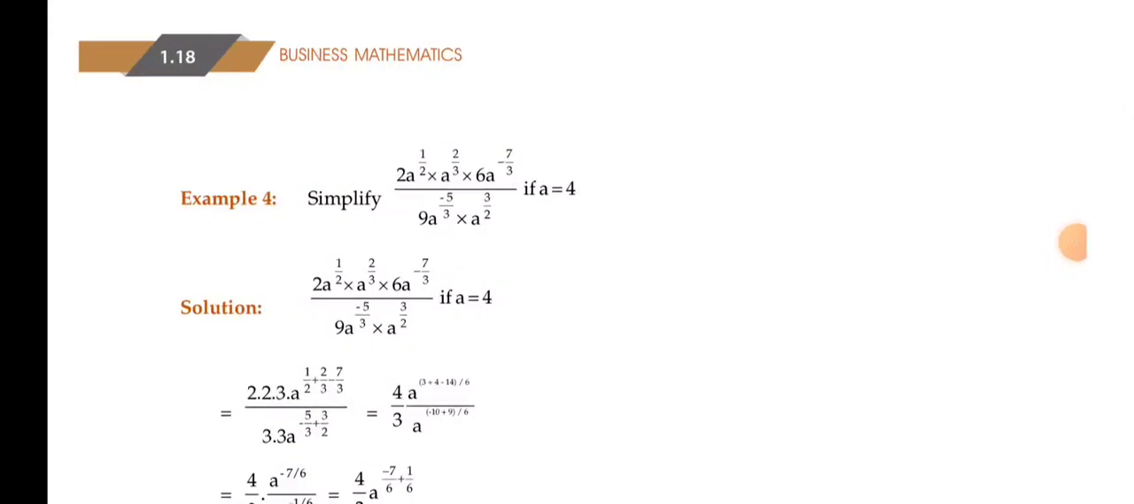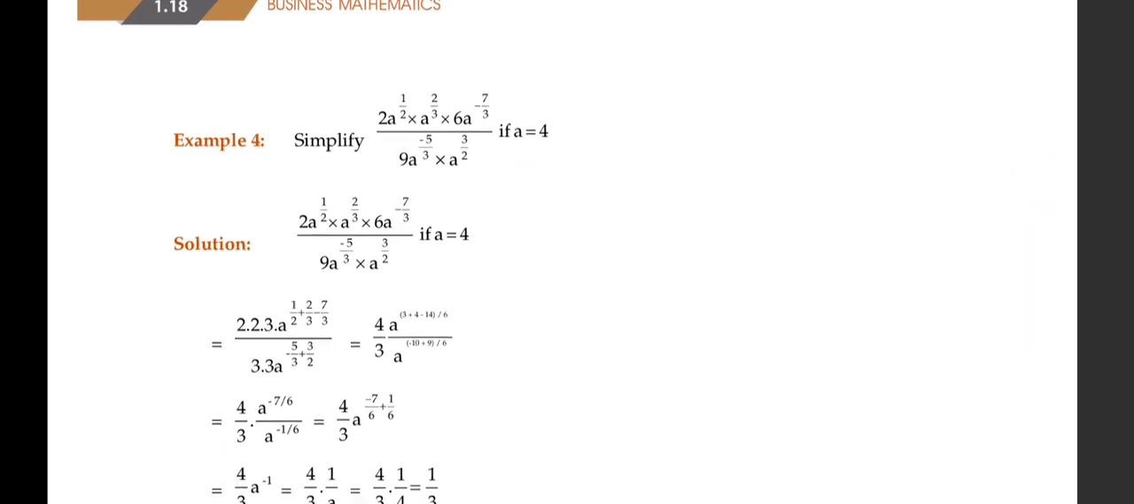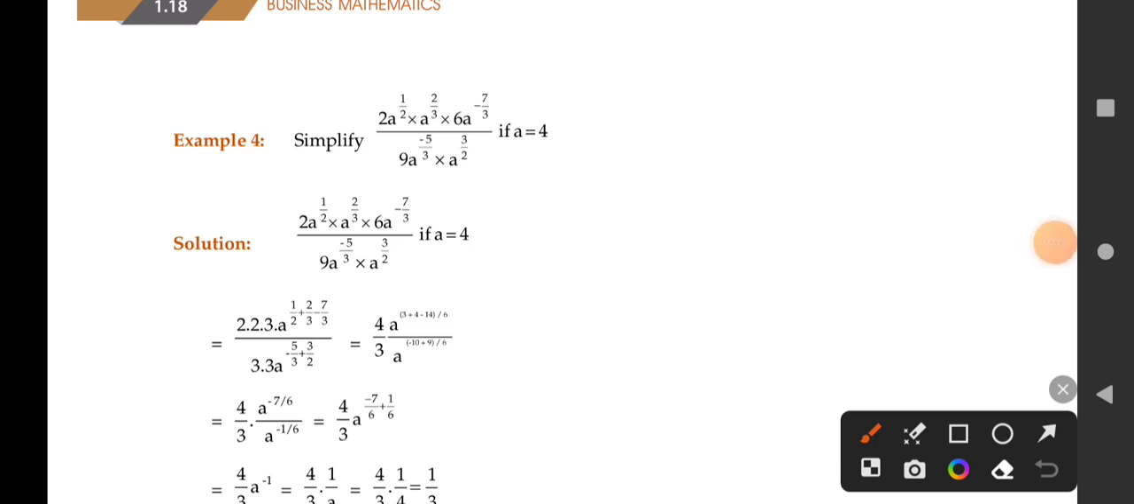Hello champions. Okay, so this is chapter 1, ratio and proportion, indices and logarithms, unit 3, indices, part 2. We are on page 1.18, example 4. Let us try to solve this example. An equation is given. We have to simplify and substitute a equals 4. Let us simplify it first.